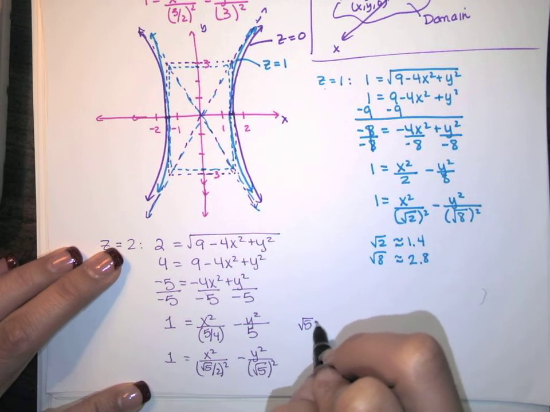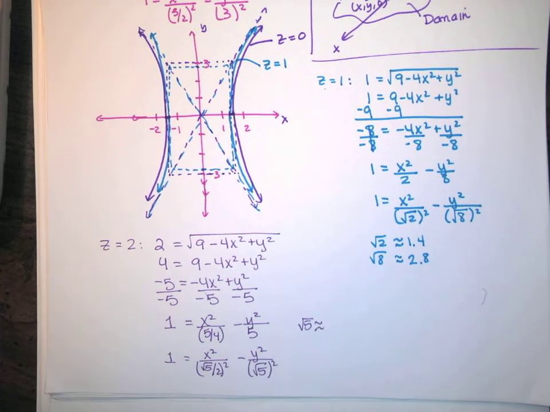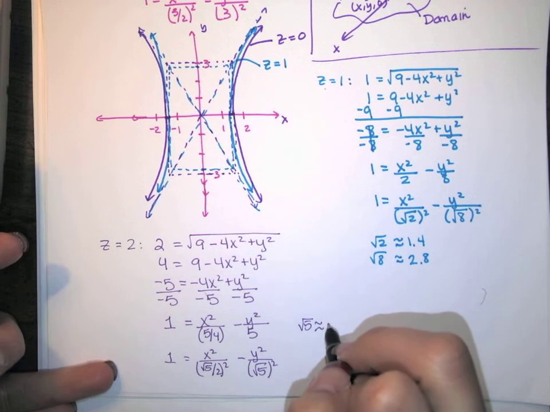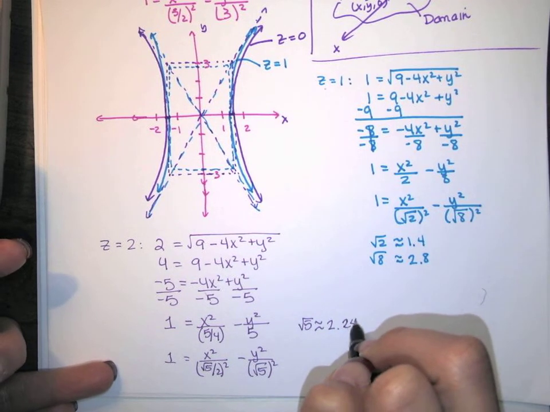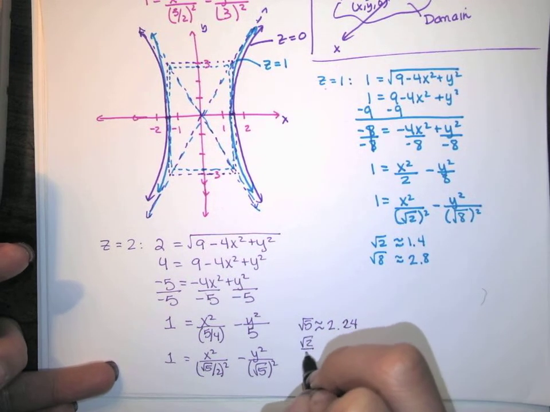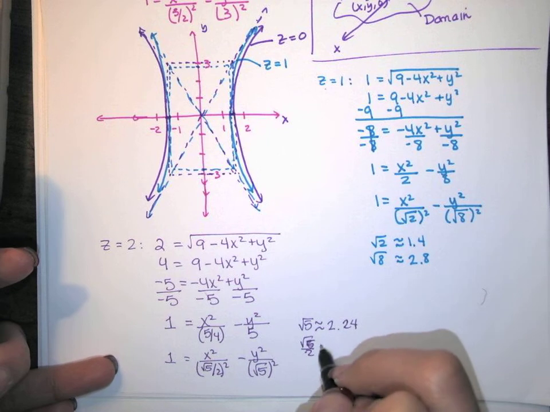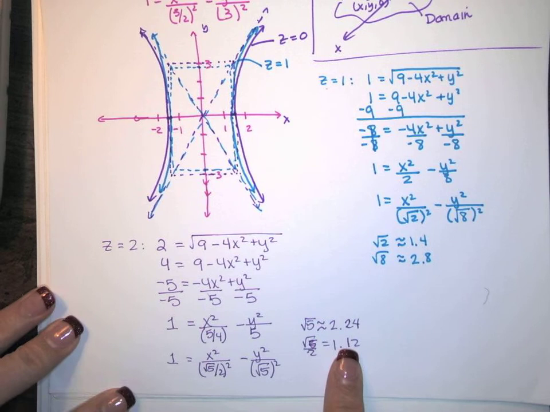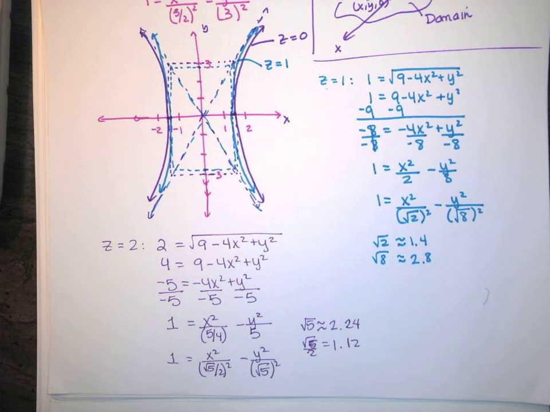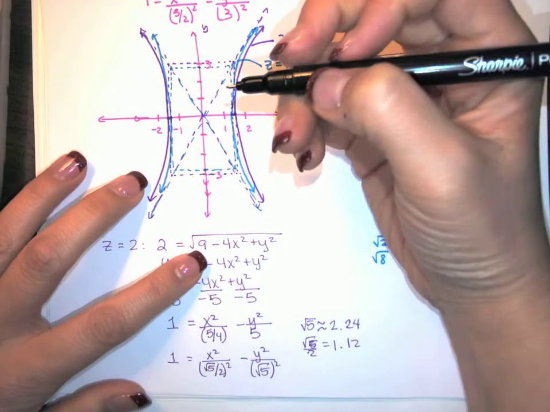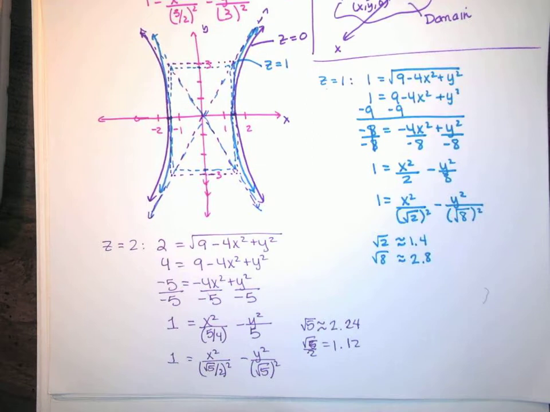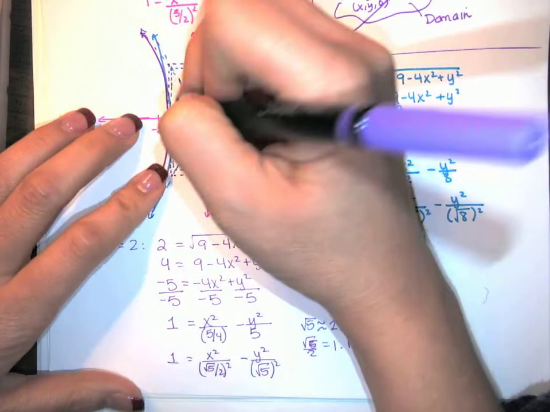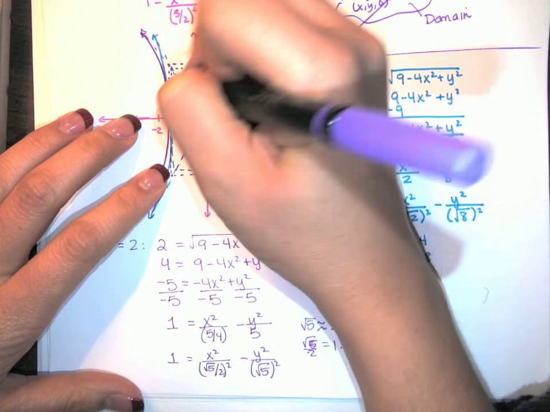And square root of 5, it's a little bit more than 2, we know that. It's approximately 2.24. And half of that is approximately 1.1. So we're going to go 1.1 units in the x direction and 2.24 units in the y direction. So it's a little bit better, a little bit farther away.